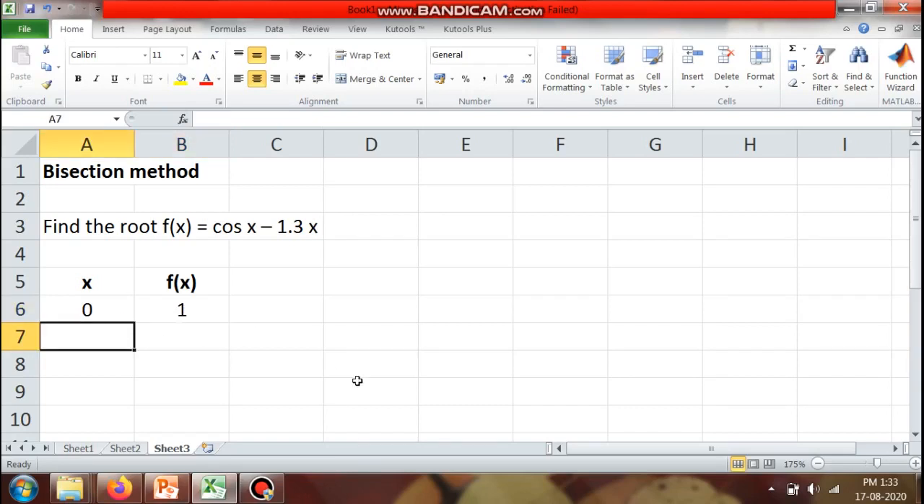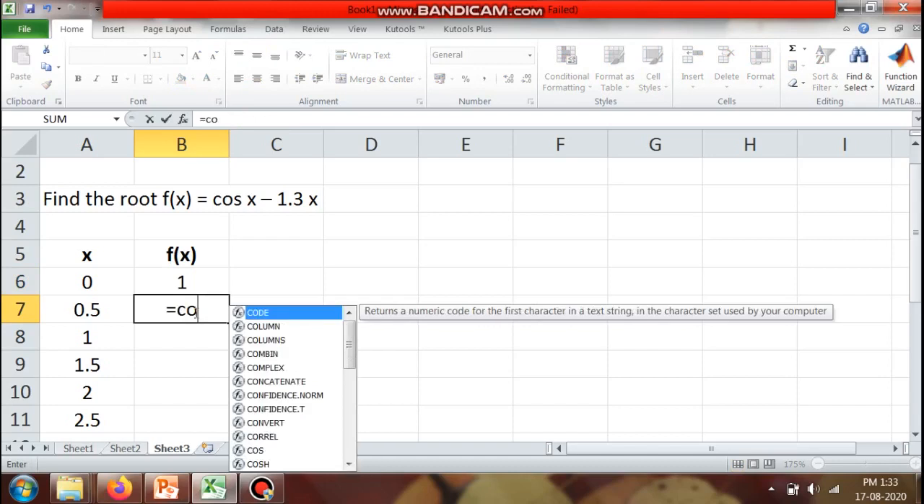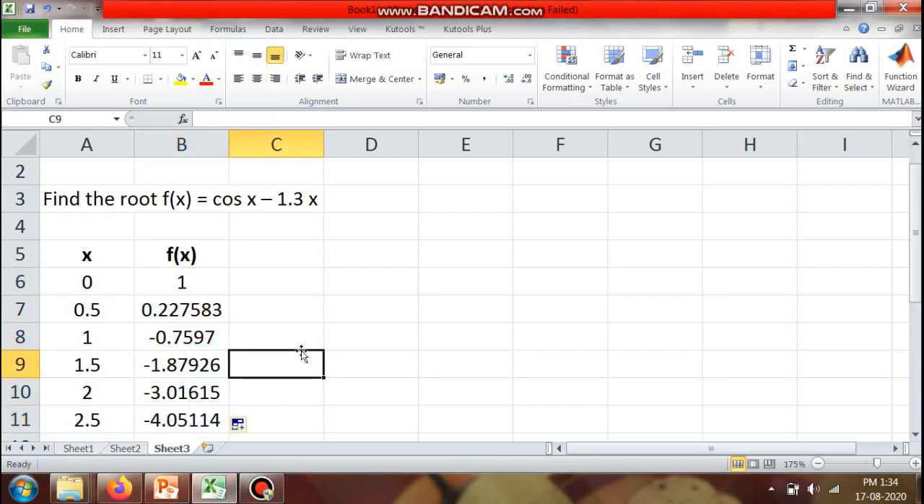So for the next initial guesses we can assume 0.5, then 1, then 1.5, then 2, then 2.5, and so on. Now if you want to calculate the values of the functions for these values of x, you need not repeat the formula again, typing it and then selecting the cell. What you can do is select this particular cell, which is B6, and go to this corner. When you get this plus sign, just drag it till the value of 2.5. You will get the respective values of the function.